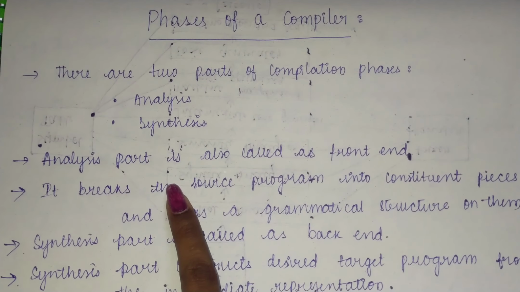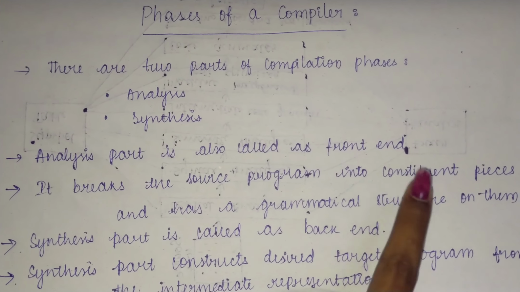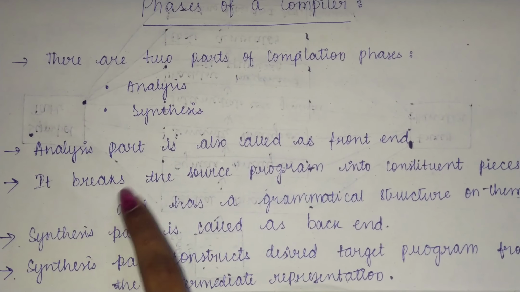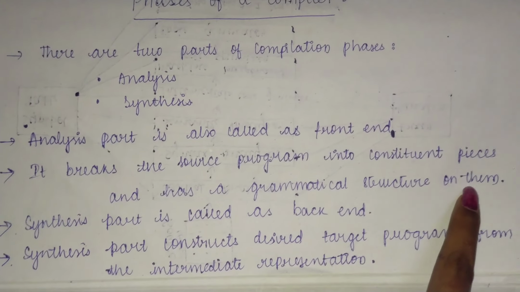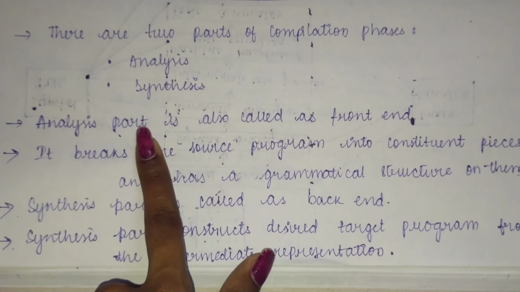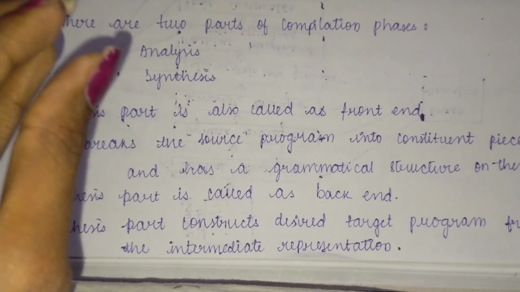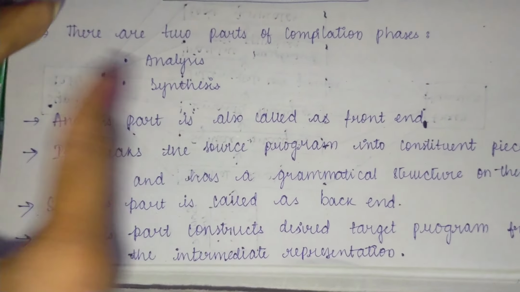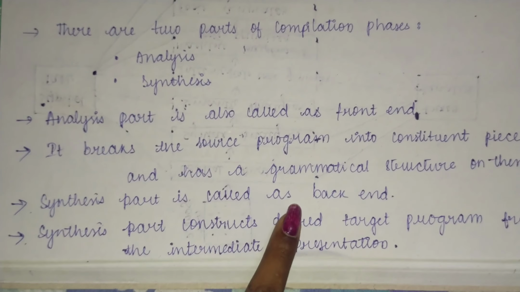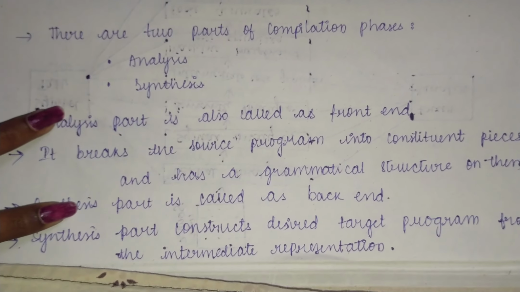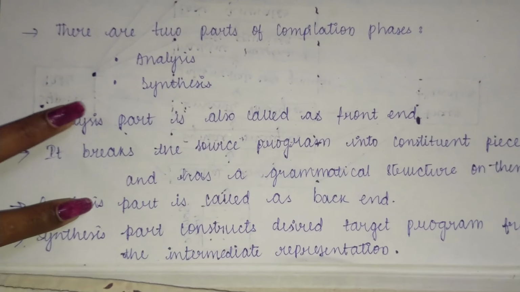Analysis part is also called the front end. It breaks the source program into constituent pieces and has a grammatical structure on them. So you have to remember this. Analysis part is called the front end and synthesis part is called the back end. So these two points you can remember. Analysis is front end, synthesis is back end.